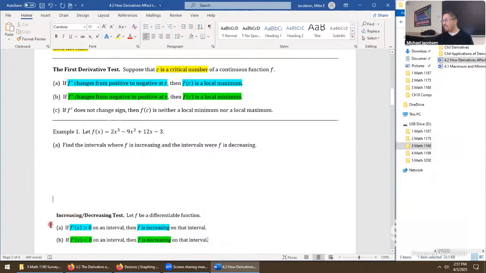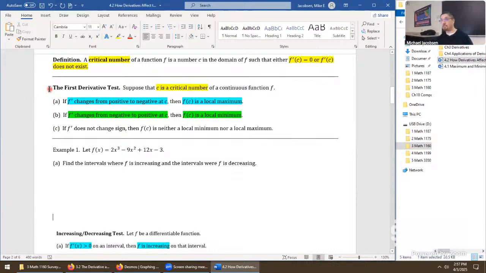But then the purpose of the increasing decreasing test is directly related to the first derivative test. So here's our first optimization method. This one is fine-tuned to local maxes, local minimums. And in the very next chapter, we're going to adjust it for absolute maximums, absolute minimums, like in the closed interval method. So think of this as a practice run, and then we'll adjust it again in the next section.